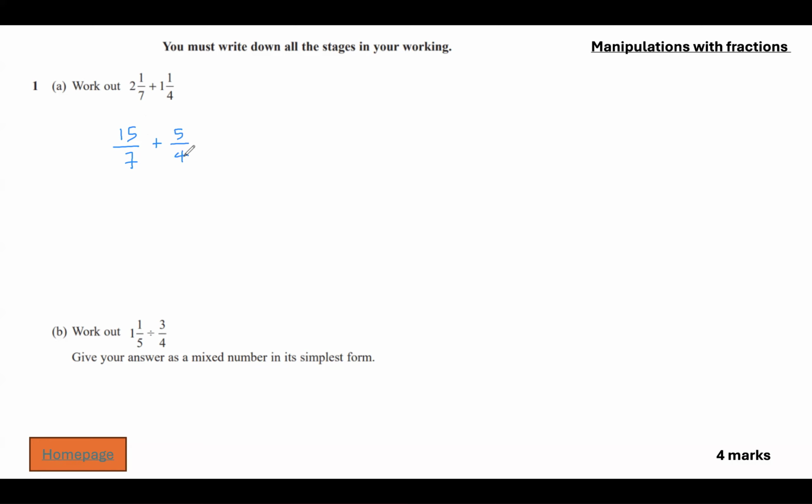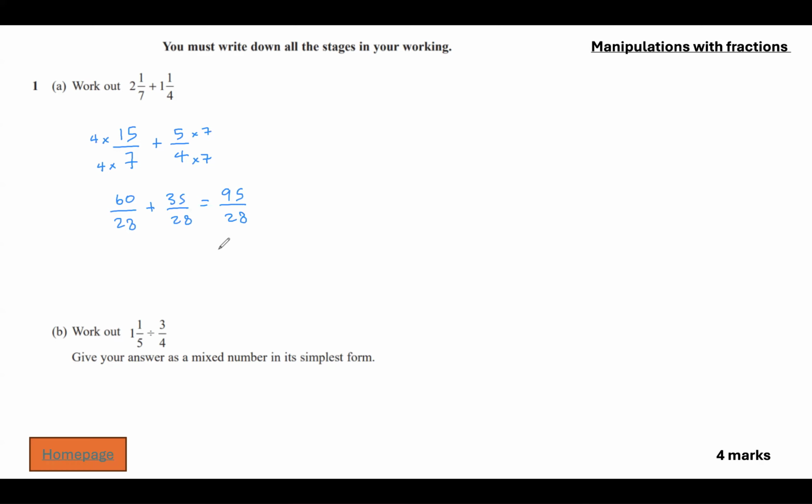And then what we want to do is find a common denominator, so we're going to multiply the 7 by 4, and the 15 by 4, 4 by 7, 5 by 7. So we get 60 over 28 plus 35 over 28, which will give us an answer of 95 over 28. Now, it doesn't say give your answer in its simplest form or as a mixed number, so you could in theory leave it like this. However, more often than not, they will ask you to simplify your answer or give it as a mixed number.